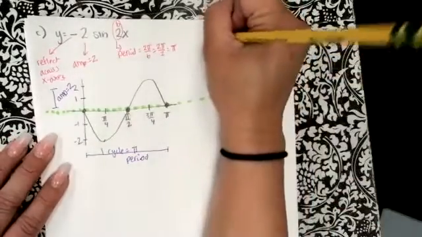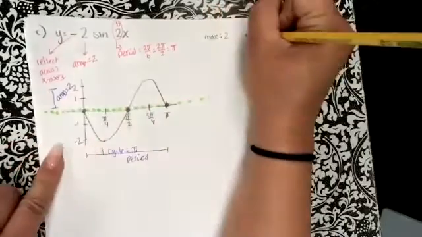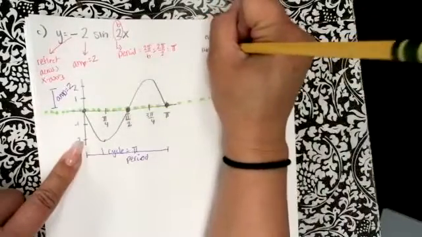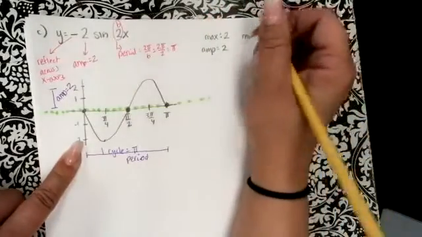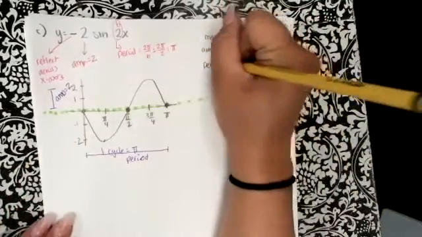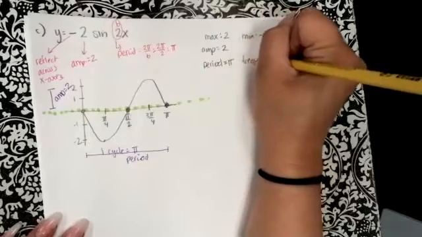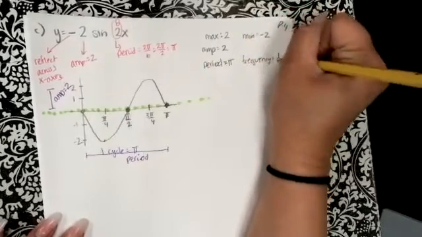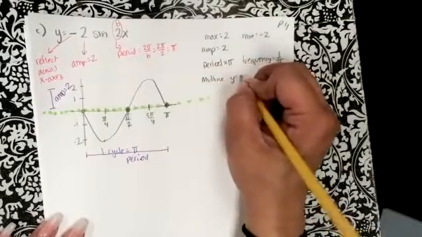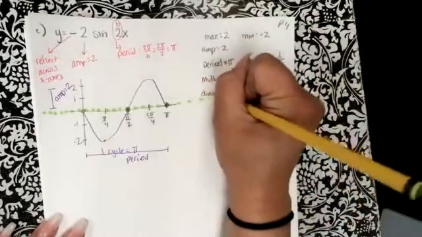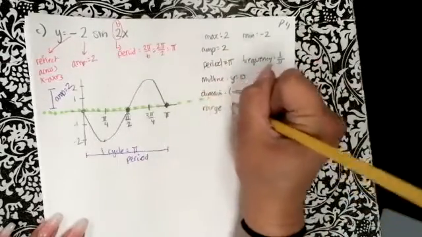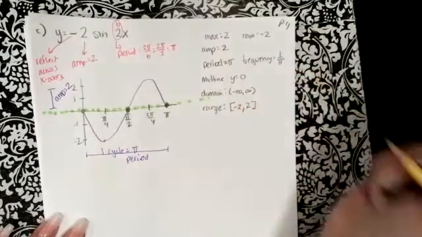So my maximum here is going to be a 2. My minimum is going to be a -2. The amplitude is going to be a 2. And then my period is going to be pi, which makes the frequency the reciprocal, which is 1 over pi. The midline is y equals 0. My domain is from -infinity to +infinity. And now my range, it goes down to -2 and up to +2.